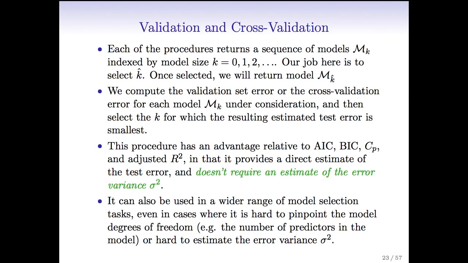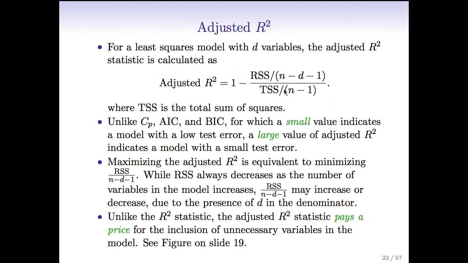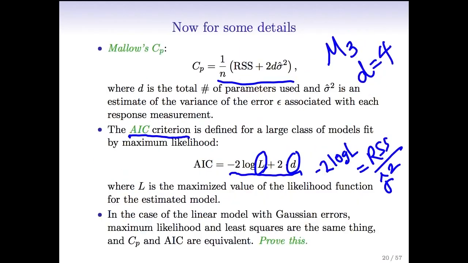So cross-validation helps us solve that problem by avoiding an estimate of sigma squared. We don't need to plug in sigma squared anywhere. The other point is you don't need to know d. Remember these previous formulas, for example, the adjusted R squared had a d in it, and Cp and AIC and BIC all had the number of parameters.